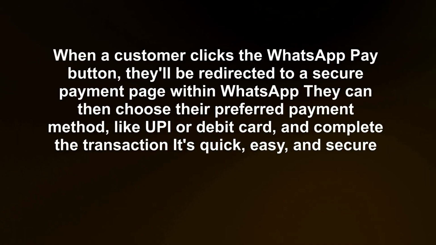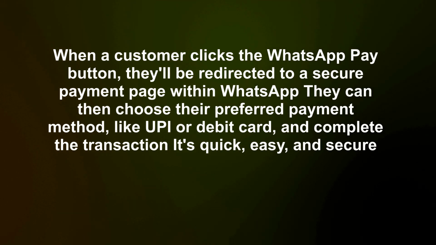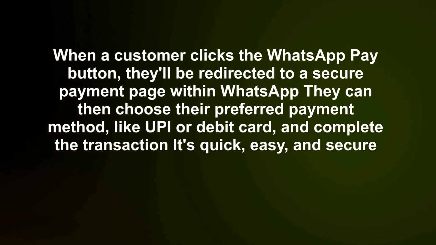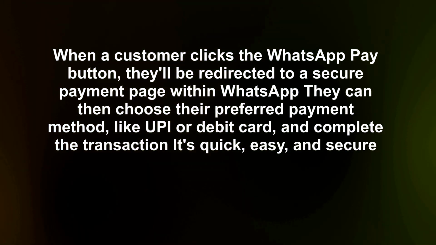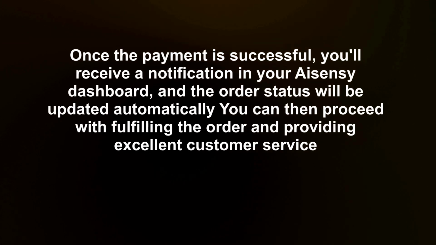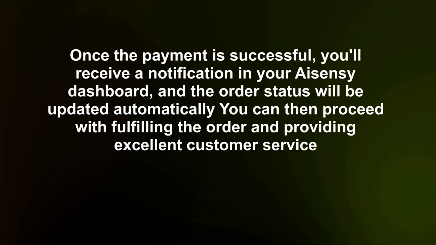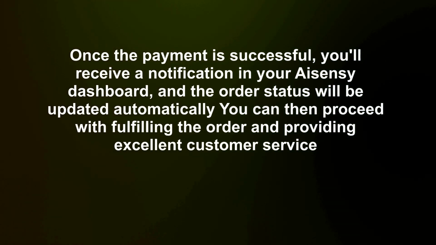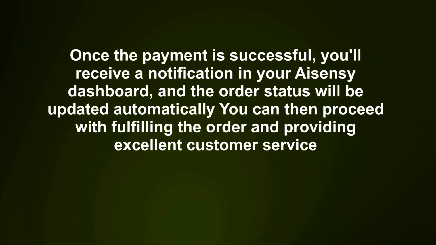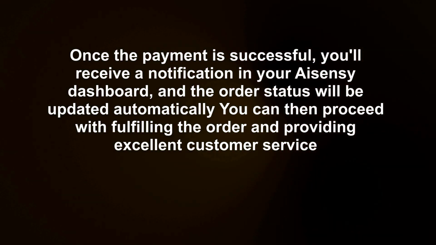When a customer clicks the WhatsApp Pay button, they'll be redirected to a secure payment page within WhatsApp. They can then choose their preferred payment method, like UPI or debit card, and complete the transaction. It's quick, easy, and secure. Once the payment is successful, you'll receive a notification in your Aisensy dashboard, and the order status will be updated automatically. You can then proceed with fulfilling the order and providing excellent customer service.